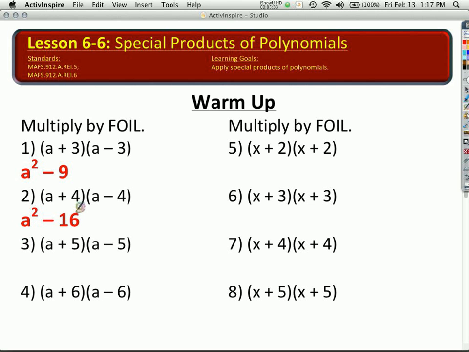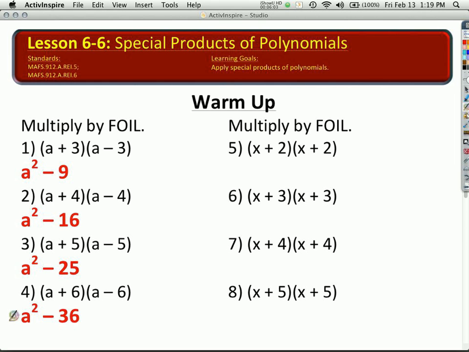Number 3, I got student 10 and student 9. Student number 10. A squared minus 25. Student number 9. So you 2 agree that it is a squared minus 25. And number 4, I got student 20 and student 16. What do you say? A squared minus 36. So you 2 agree that it is a squared minus 36.